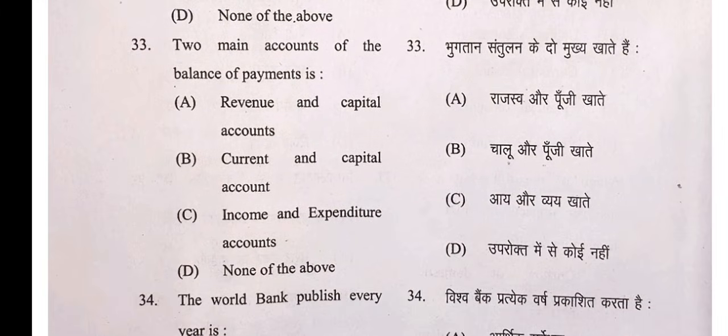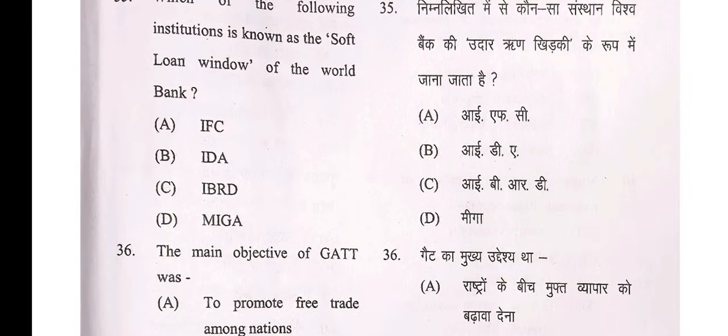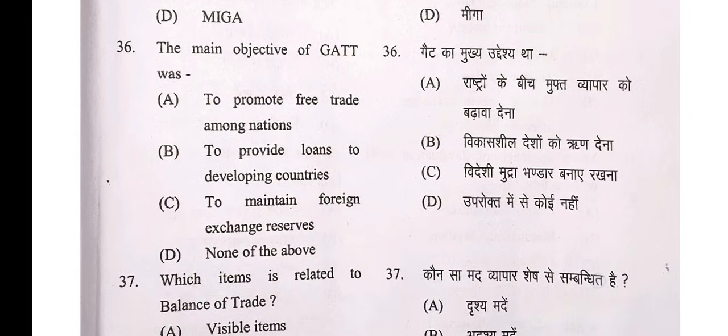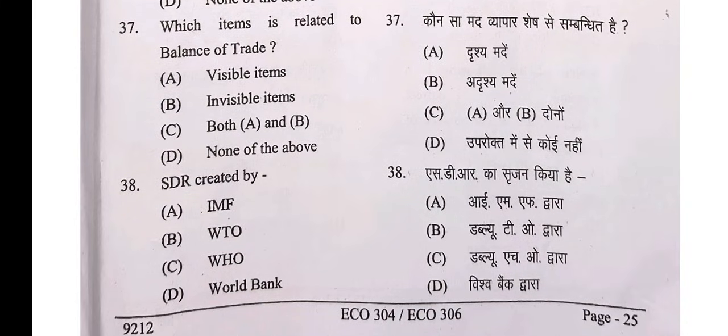Two main accounts of the balance of payment are current and capital account. Option B. The World Bank publishes every year the World Development Report. Option C correct है. Which of the following institution is known as a soft loan window of the bank? IDA. Option B correct है. The main objective of GATT was to provide loans to developing countries to promote free trade among nations. Option A is correct.